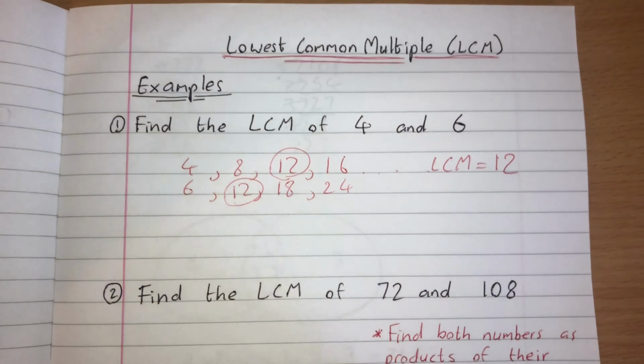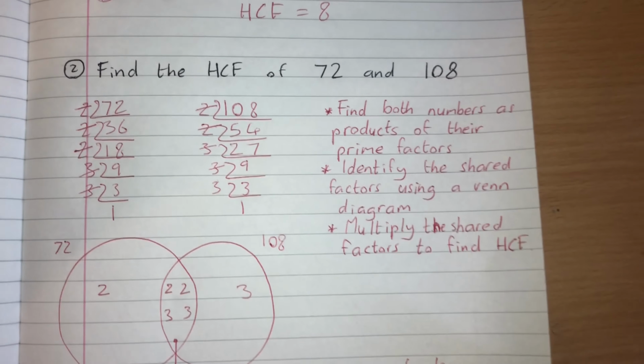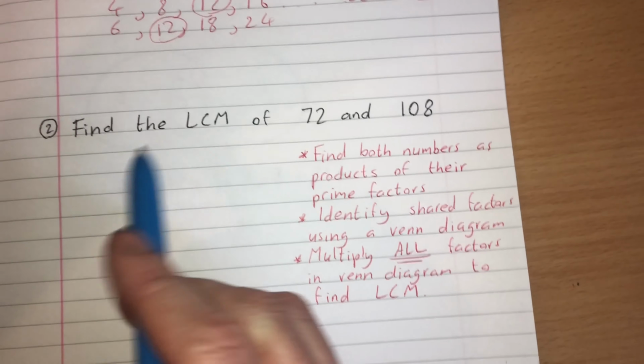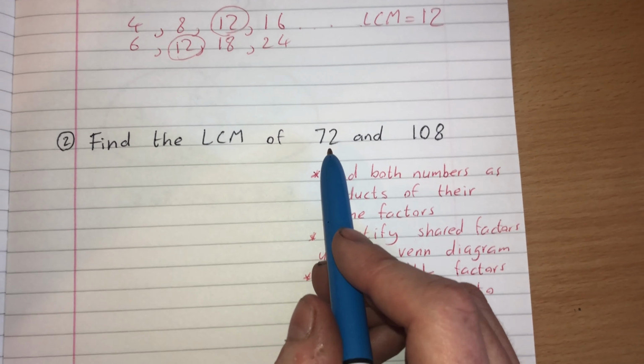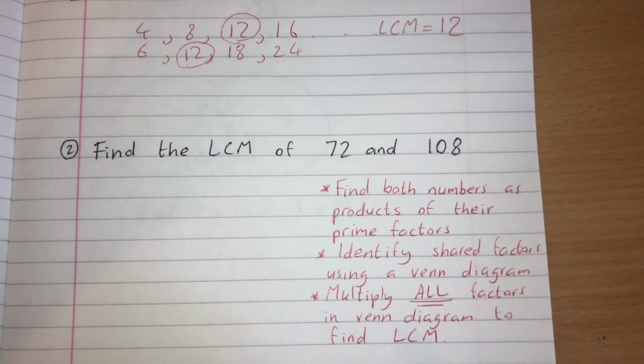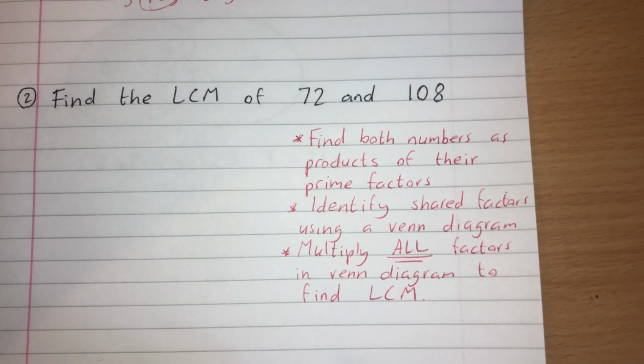And that's fine. The difficulty is if we look at an example like we have here in question 2. I've used the same numbers from our highest common factor example, just to show you how similar they are. The difficulty is, I certainly don't know my 72 or my 108 times tables. So we have to use these three steps to identify our lowest common multiple.